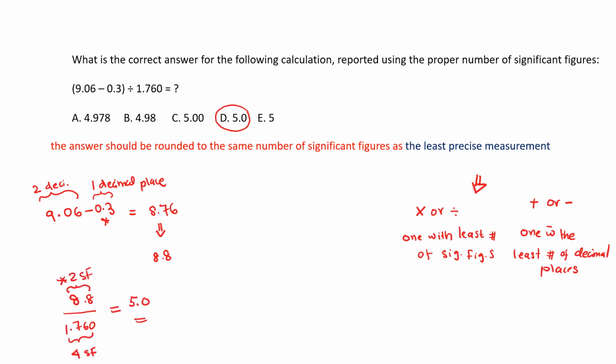So we are going to divide 8.8 by 1.760. When it is a multiplication or division, you have to find the number with the least number of significant figures. This one has two significant figures and this number has four. And we know our final answer has to be in two significant figures. That's why we have 5.0. So the answer to the question is D.